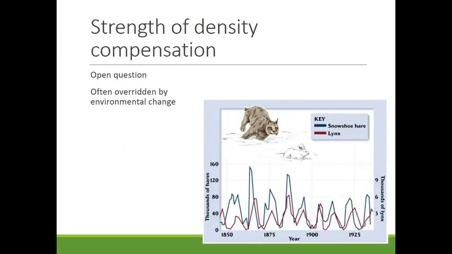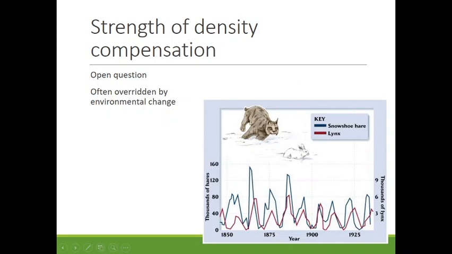Now, one open question, and I want to leave you with this idea, is that ecologists really haven't figured out how strong density compensation is. When we look at these long-term data sets, in this case hares and lynx, it's really hard to say what is controlling these numbers. Is it the predation on the hare from the lynx, or is there some environmental component in here?